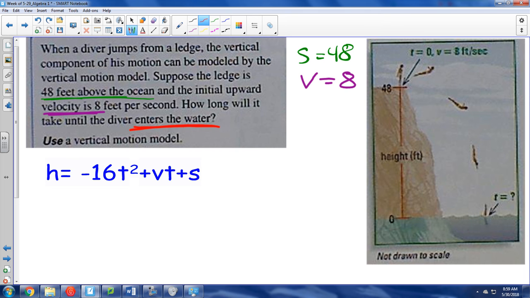0? The water is at a height of 0. So what do you think the final height is when he hits the water? 0. So the final height is going to equal 0. These 3 variables must be plugged in. So let's just go ahead and do that.